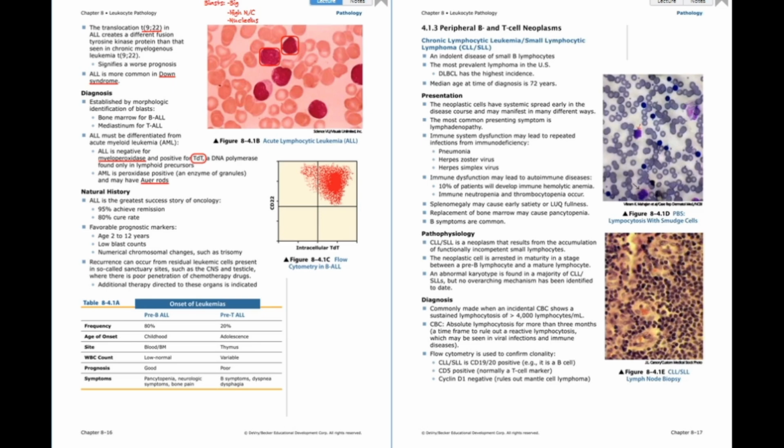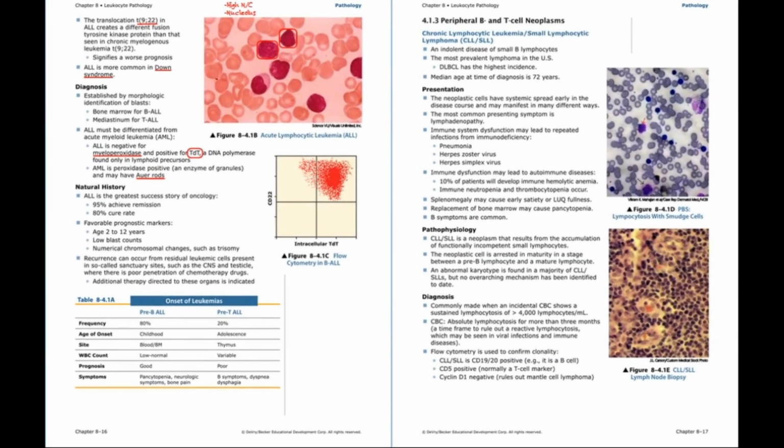Well, ALL used to be a death sentence 50 years ago, but now it's one of the greatest success stories in modern oncology. 95% of the children will achieve remission, and 80% will go on to a cure. The ones that do poorly have some markers that are worrisome. Favorable prognostic markers are young age. So anyone that's over 12 years of age, that's a higher risk factor. Low blast count is a favorable risk factor. And numerical chromosomal changes such as trisomy are also favorable markers.